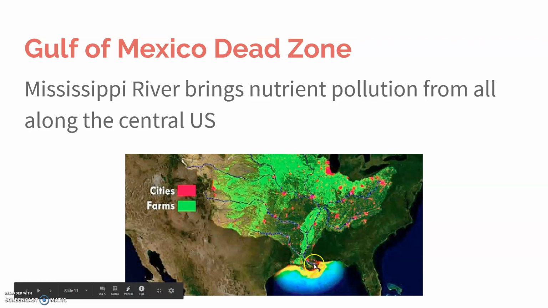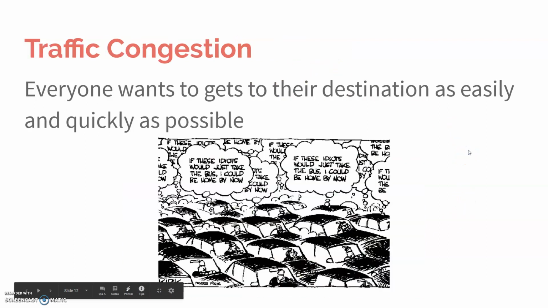It flows down into the Gulf of Mexico, and such great concentrations cause an algae bloom, but then later it depletes nutrients, because as the algae die and are decomposed, the aerobic bacteria take the oxygen out of the water, creating these dead zones. Traffic congestion, same thing. Everyone wants to get to their destination as easily and quickly as possible, but we all want to take the same road, so it becomes congested.